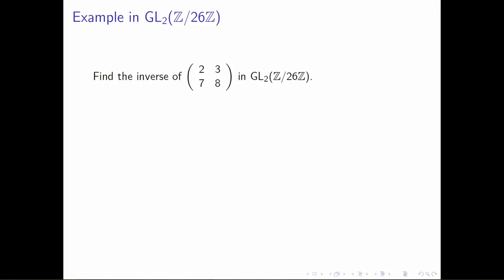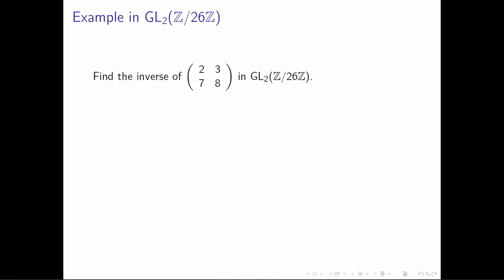And here's the problem. Let's find the inverse of the matrix 2, 3, 7, 8 inside GL2 of Z mod 26Z. Remember the operation here is multiplication. Again, inside the matrix we're going to have to use modular multiplication since we always want our entries of the matrix to be numbers between 0 and 25. So how are we going to go about doing this?